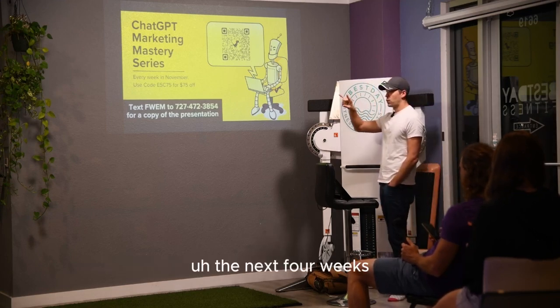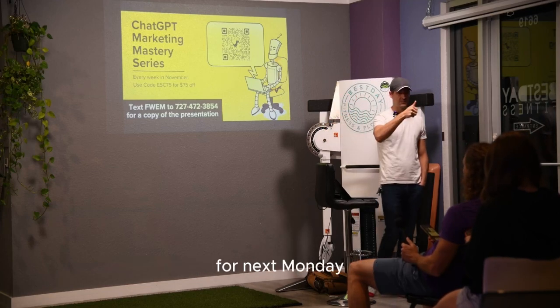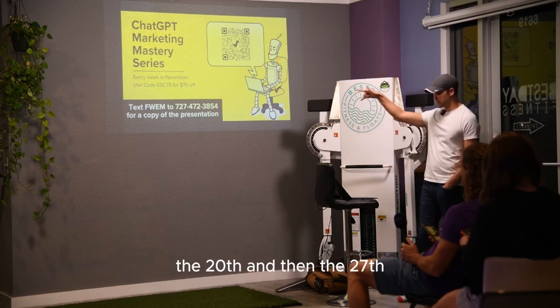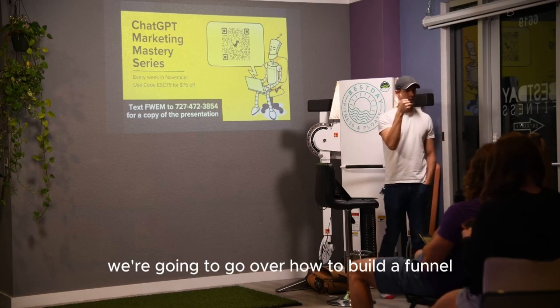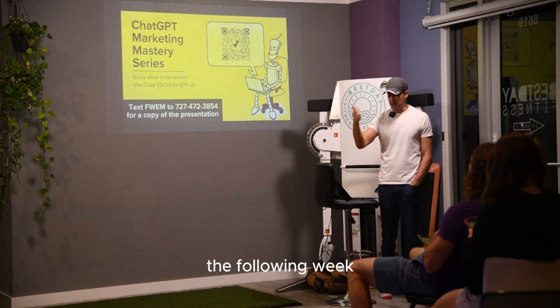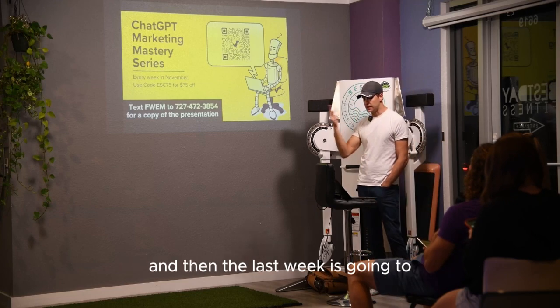The next 3 weeks are going to be 1 hour per week on Monday. For next Monday, we're skipping the week of the 13th, the 20th, and then the 27th. It's every Monday at 6:30 p.m. on Zoom. The next week, we're going to go over how to build a funnel and a lead magnet to go along with that funnel. The following week, we're going to talk about copywriting and ads creation using ChatGPT. And then the last week is going to be social media content creation.